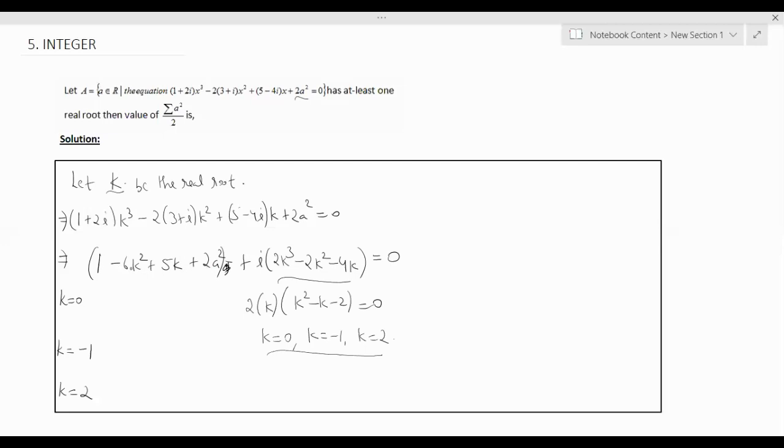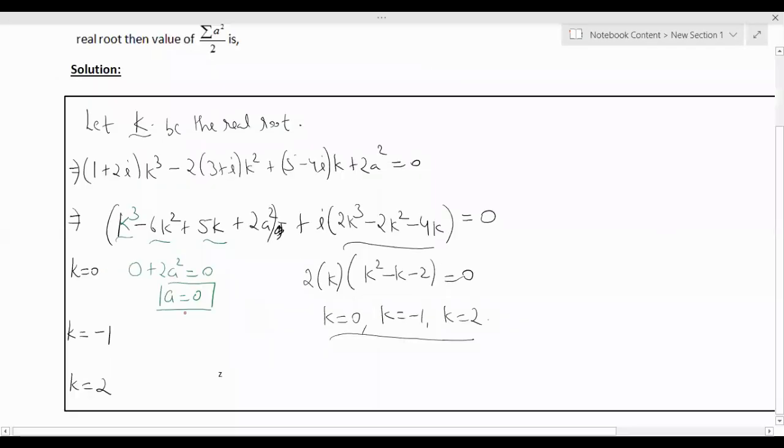So when you put k equals to 0, observe this, this was not 1. This should be k cube. So when you put k equals to 0, you will have 0, 0, 0. So all the 3 terms will be 0 plus 2a square equals to 0. So one of the values of a that you are getting is equal to 0. Okay, so we got one of the values of a as equal to 0.